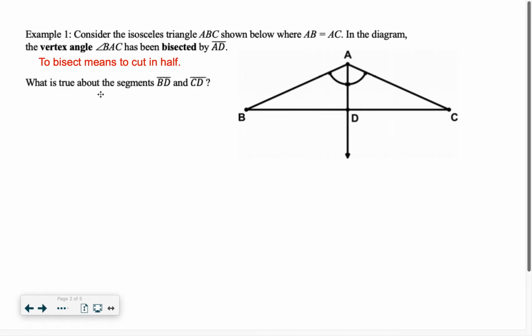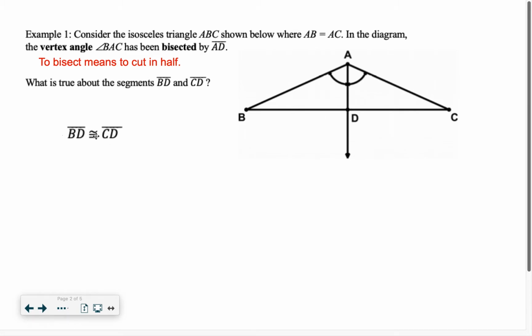Now, what is true about the segments BD and CD? Well, if AD is an angle bisector, then what is going to be true about these two segments? Those two segments are going to be equal, okay? And this is how we write that notation: BD is congruent to CD.